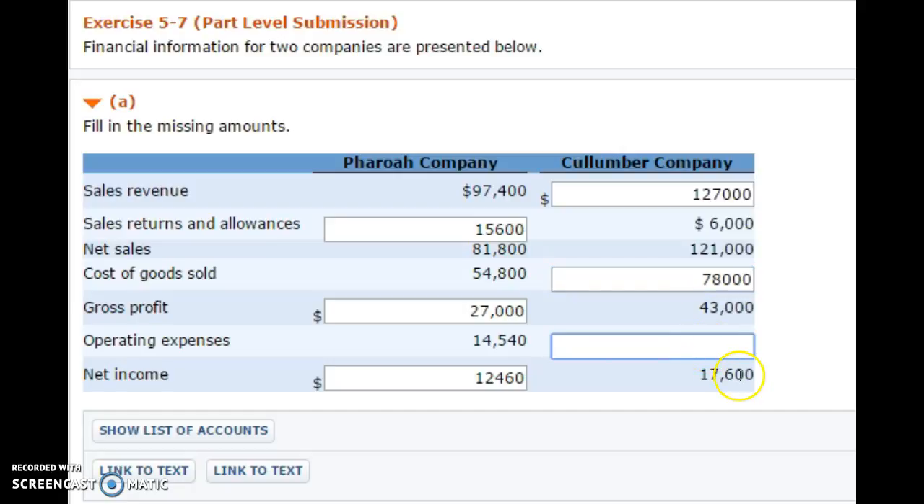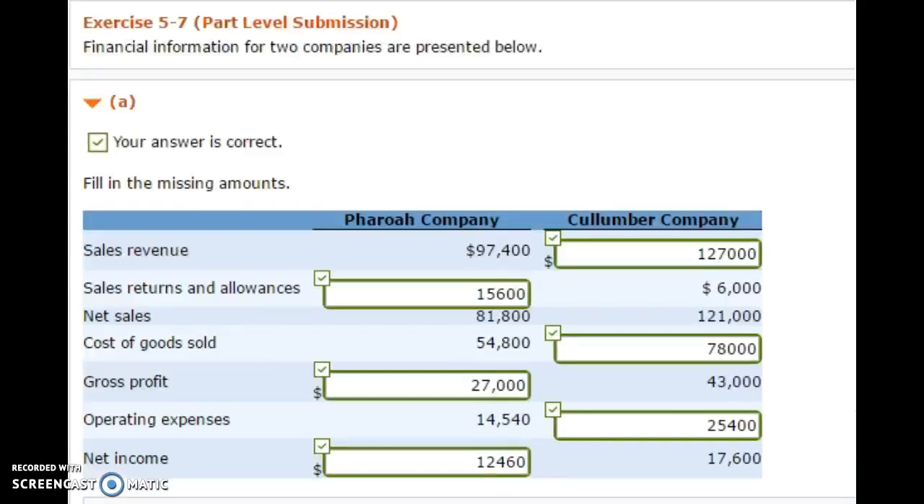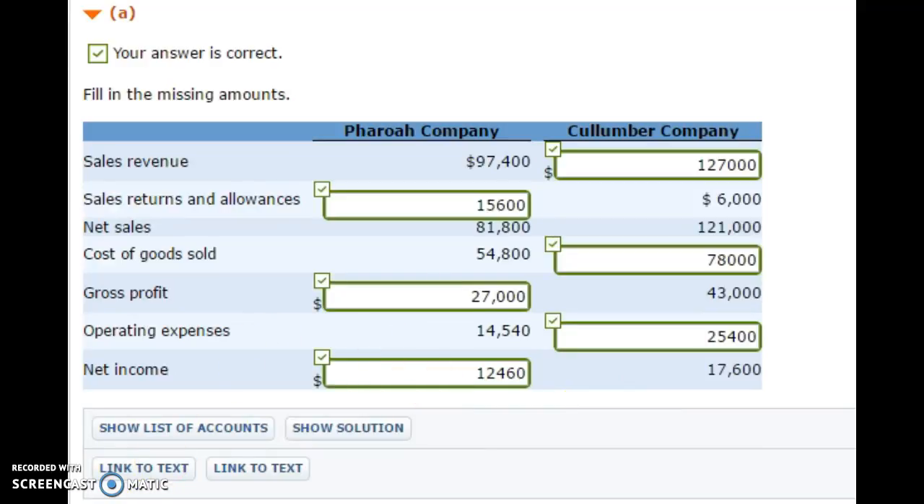And then finally we'll solve for the operating expenses. In the reading, I found this portion to be a little more complicated than this exercise. There was a lot more to the operating expenses, but here they're keeping it simple, so that's nice. And we're just doing gross profit minus net income, and that is $25,400. So then we'll submit and check our answers, and that's it.